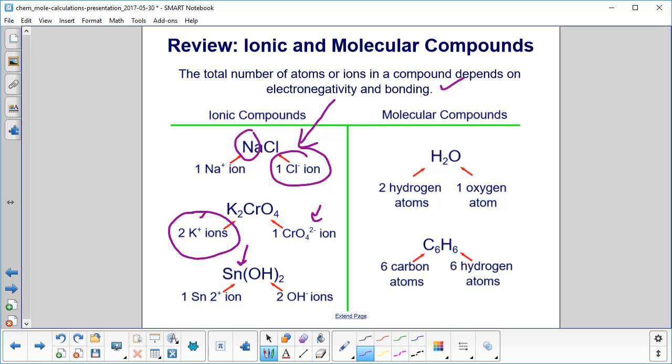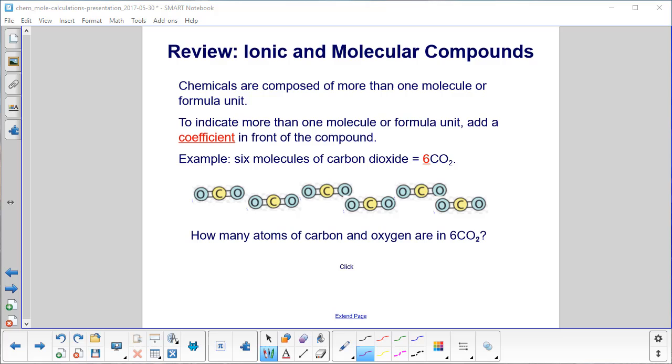Molecular compounds, covalent compounds: water, 2 hydrogen atoms, 1 oxygen atom; C6H6, 6 carbon atoms, 6 hydrogen atoms. So over on the left side, we're talking about ions. The right side, we're talking about atoms. Chemicals are composed of more than one molecule or formula unit. And remember, a molecule forms molecular compounds or covalent compounds. Formula unit is for ionic compounds.